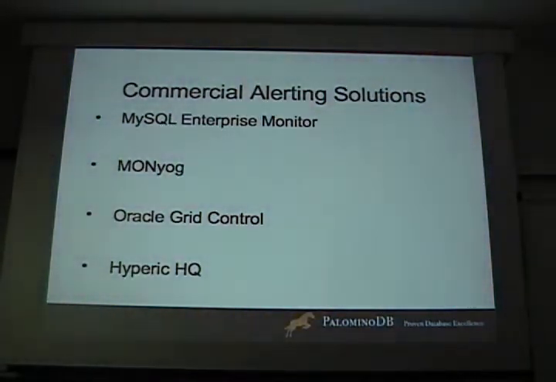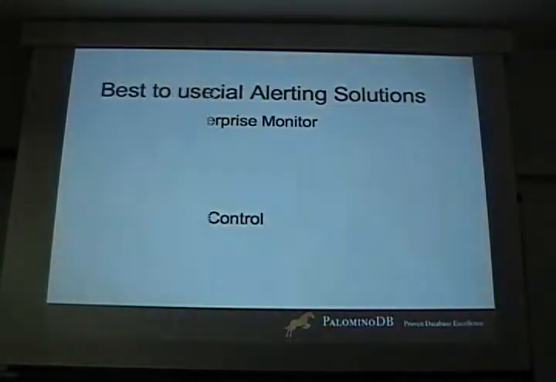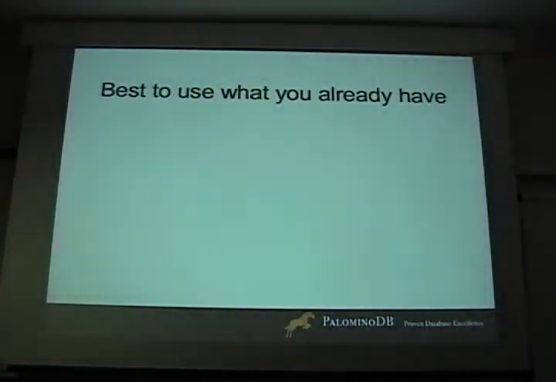And with Hyperion HQ, I mean, it does everything. It does patching, it does everything. I don't even know if you can write scripts for it, because when I took a look at everything it monitors, I couldn't think of anything else to write. So it's very good, but it costs a lot of money since it's commercial. So as I said, it's best to use what you already have. If your system administrator is already using Nagios to monitor things, why not use it? So this is kind of the decision that I have.